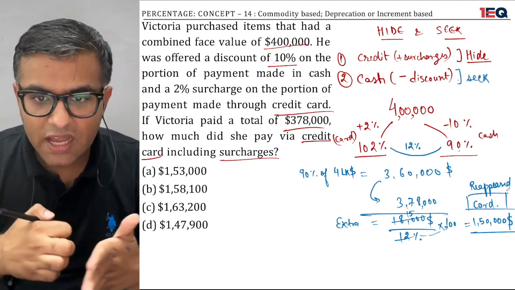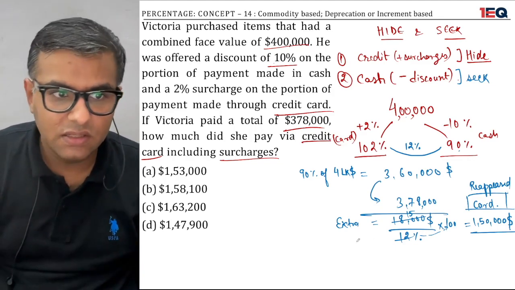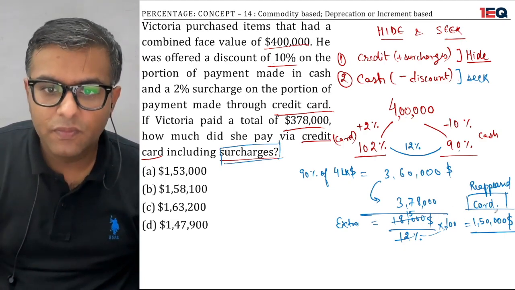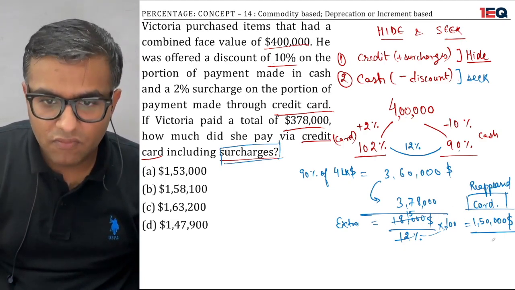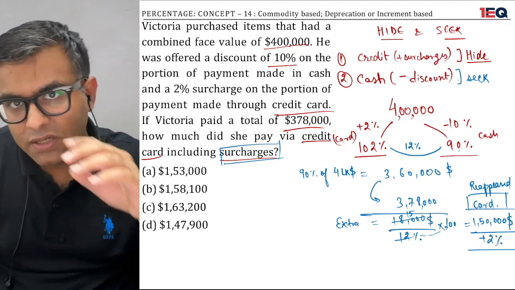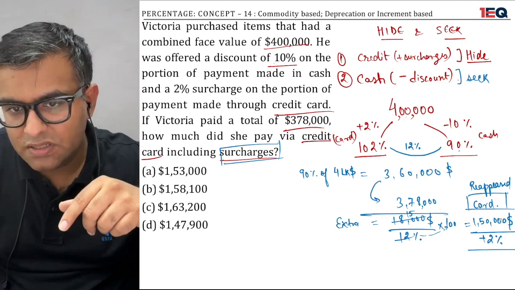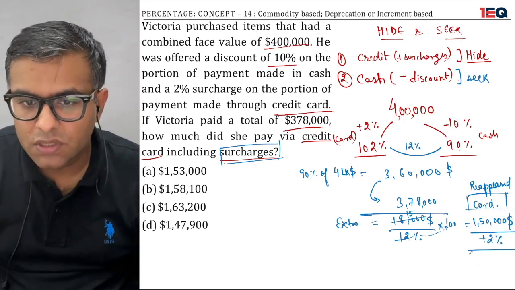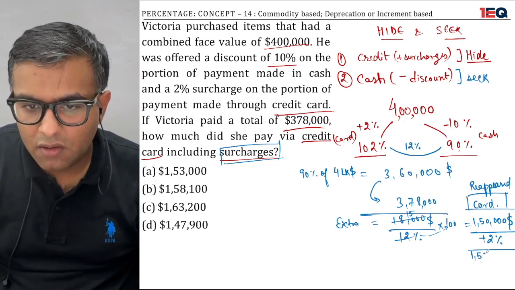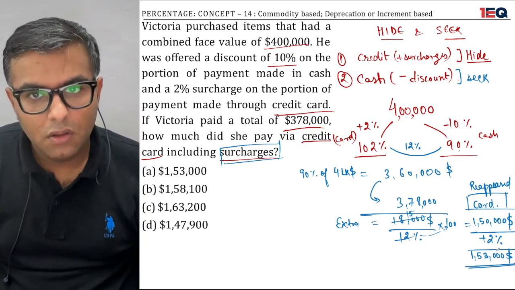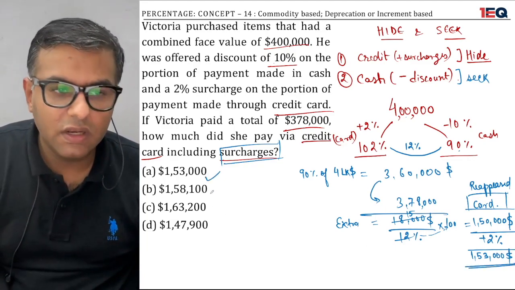Now, this $1,50,000 is not the final answer. It has asked that there is a surcharge which needs to be included. So the reappeared card would have a surcharge of 2%. Applying the 2% on 1,50,000, the percentage strikes away two zeros, and 2 multiplied by 1,500 gives us 3,000. So 1,53,000 is the final answer. Got it? So this is the final answer.